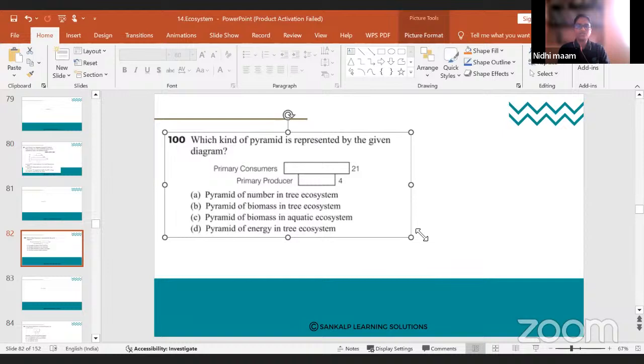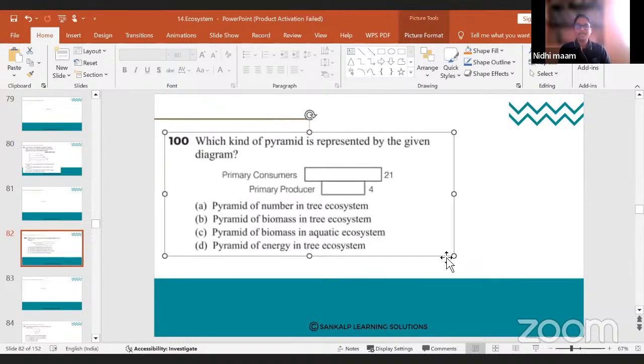Next question. Which kind of pyramid is represented by the given diagram? Primary consumer, primary producer. Pyramid of number in a tree ecosystem. Pyramid of biomass in a tree ecosystem. Pyramid of biomass in an aquatic ecosystem.